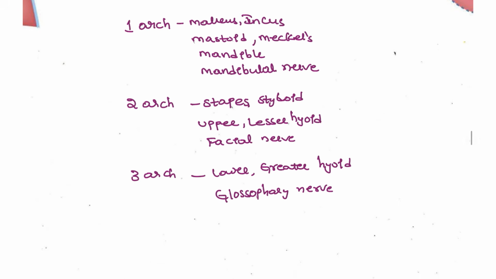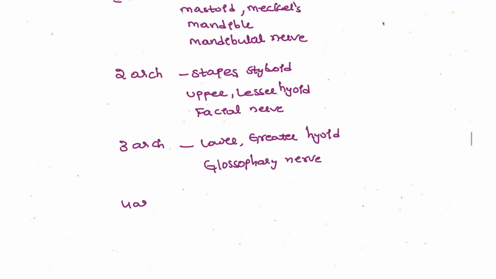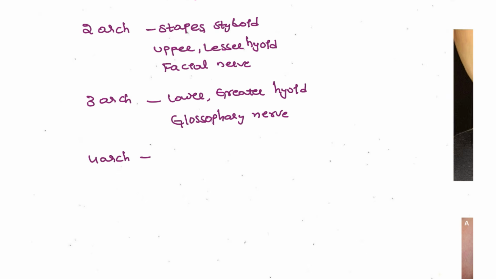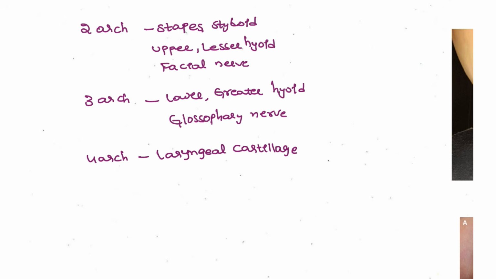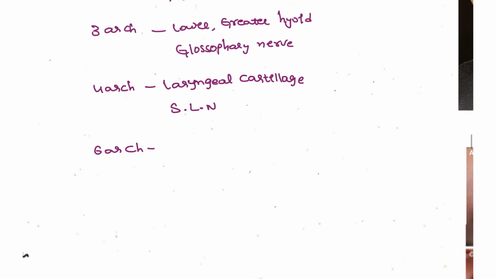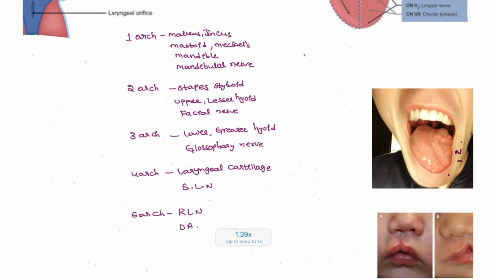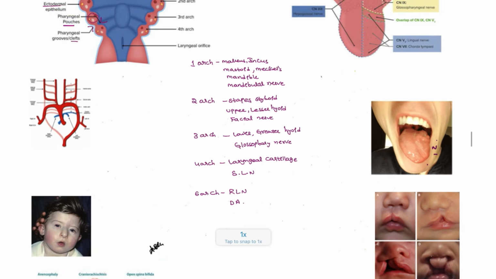Okay, next, coming to the fourth arch. In the fourth arch, most of the structures will be laryngeal cartilages. And what is the nerve that is coming here? In the fourth arch, there is the superior laryngeal nerve. Sixth arch. Fifth arch will be degenerated at birth. So the sixth arch is going to give rise to the recurrent laryngeal nerve and the ductus arteriosus. These are the important structures of the arches and the derivatives.